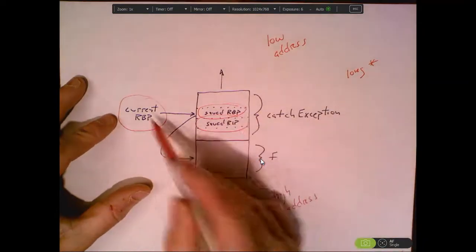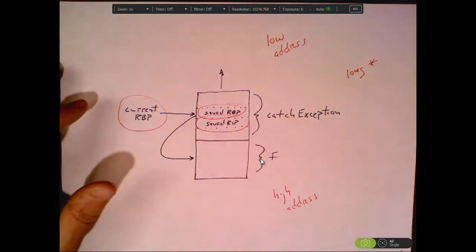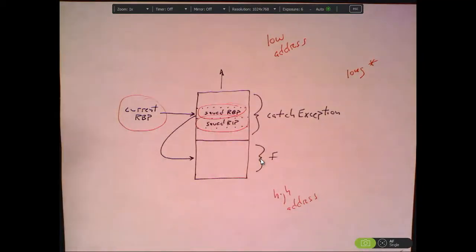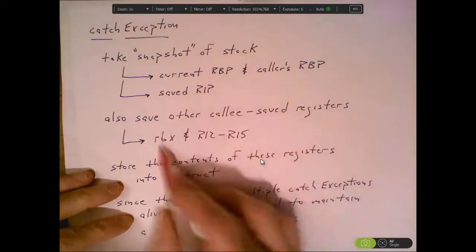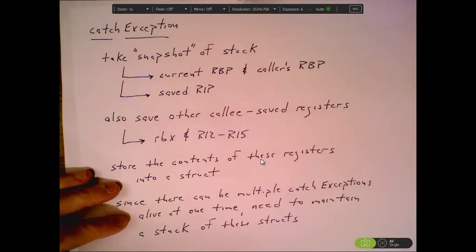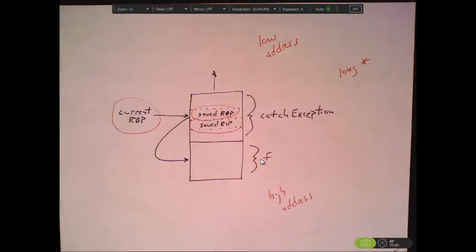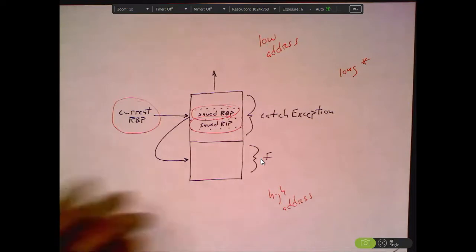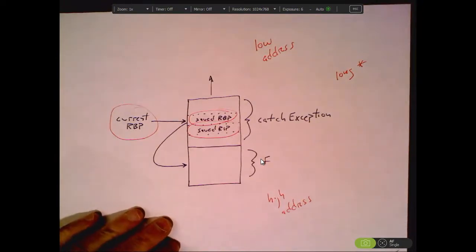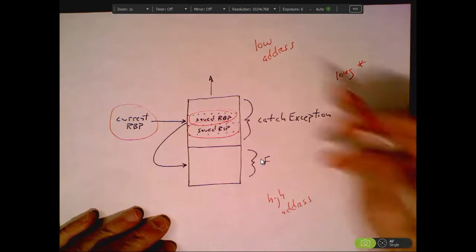And so we can grab these 3 values, stash them in our struct, and push that struct on top of a stack. Okay, and along the way, we need to also grab these other values and put those in the struct. All right. So that's one side of the coin where we take a snapshot.